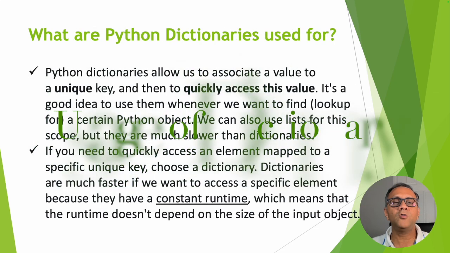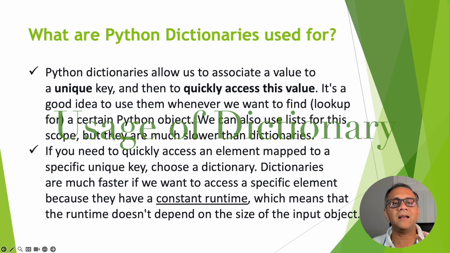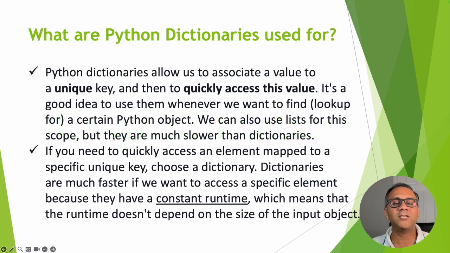But one thing you need to understand is that these keys are unique. That actually allows us to quickly access the value. So it's always a good idea to use a dictionary whenever you want to find a certain Python object. Now you may ask, why can't we use a list for this? But lists are much slower than dictionaries, because the speed comes from the fact that dictionary keys are hashable.